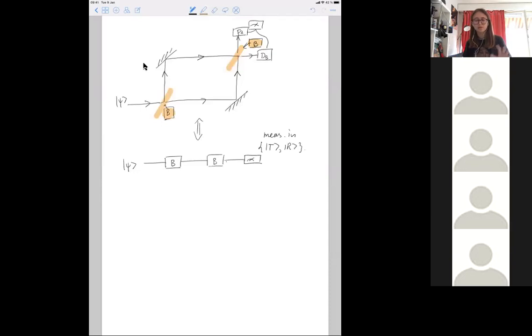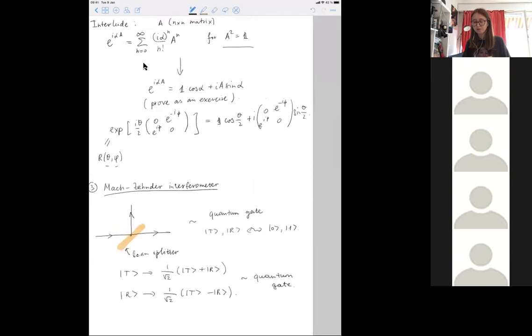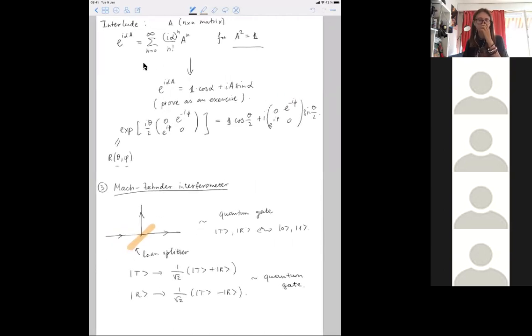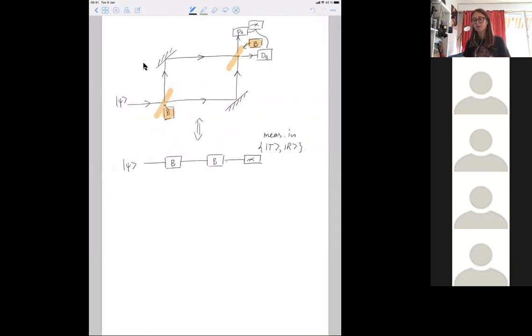Okay, and what you have to do is just to find out how the quantum gate which corresponds to the beam splitter looks like, and then some measurement, and then some measurement probabilities. After that there is a modification for which usually the Mach-Zehnder interferometer is used.